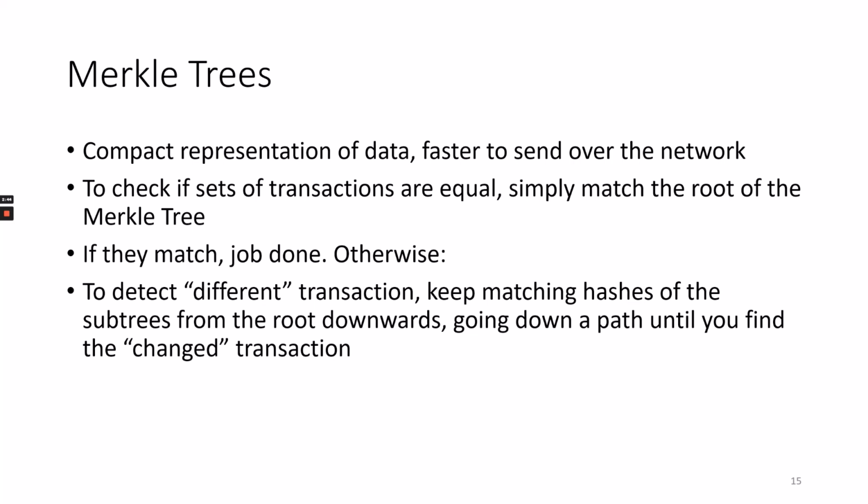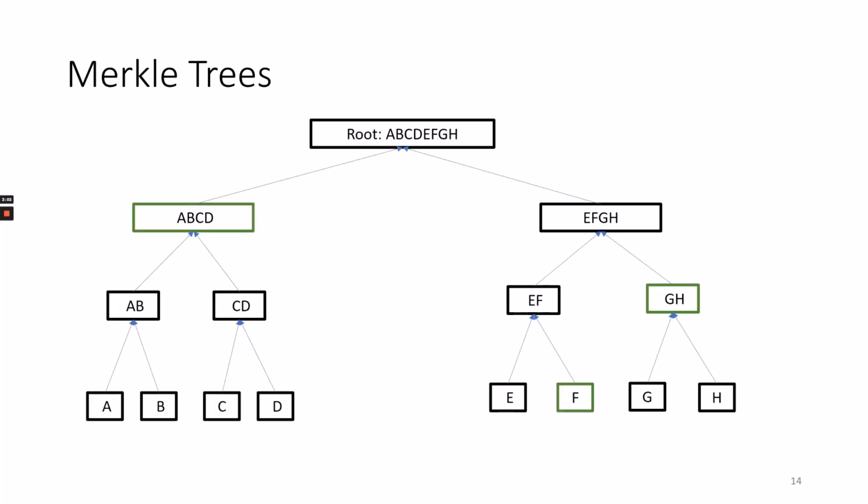So if two sets of transactions are exactly identical, we would just match the roots of the trees. If they are not identical, to detect the different transactions, what we can do is take the two Merkle trees and keep matching hashes of the subtrees from the root downwards until you find the changed transaction.